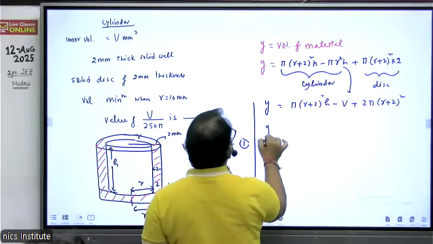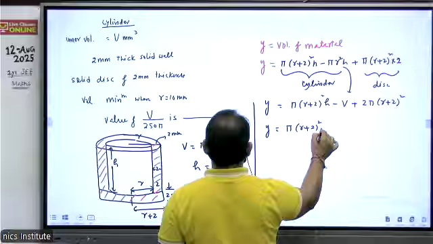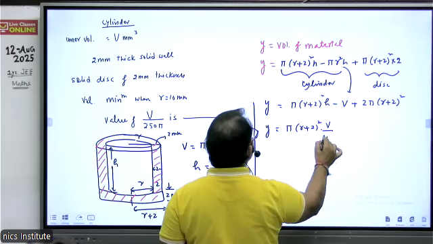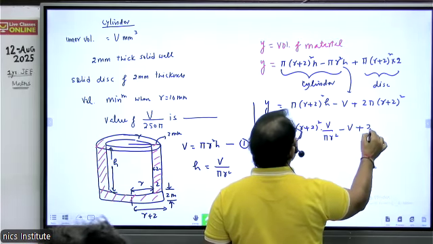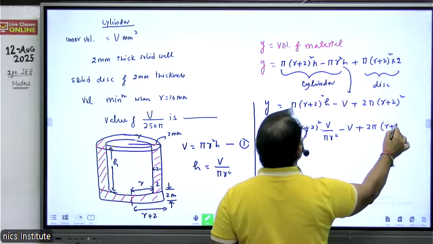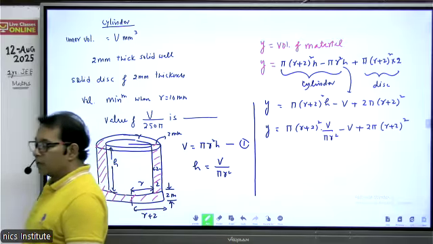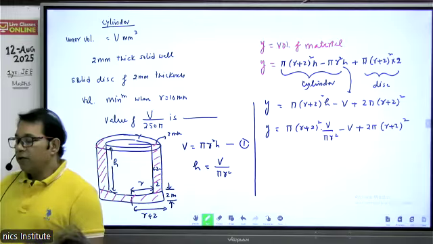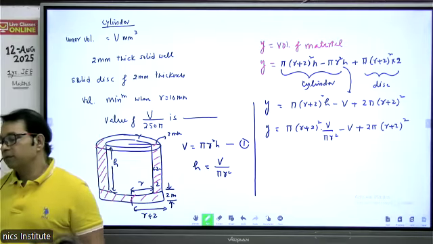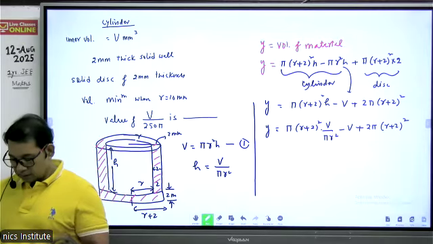So your final equation would be pi R plus 2 whole square, h is V by pi R square, minus V. And this is plus 2 pi R plus 2 the whole square. So this is your final function which has to be differentiated with respect to R. So dy by dr has to be 0. Fine. If you have any doubt till here, ask me.